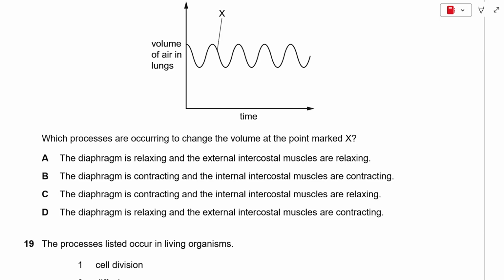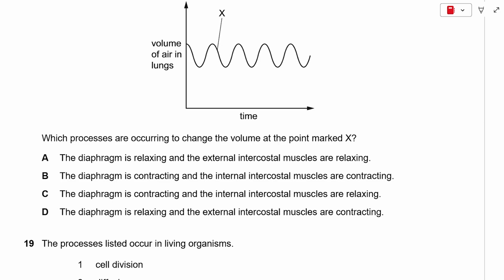Okay, so the options: the diaphragm is relaxing and the external intercostal muscles are relaxing. The diaphragm is contracting and the internal intercostal muscles are contracting. The diaphragm is contracting and the internal intercostal muscles are relaxing. The diaphragm is relaxing and the internal intercostal muscles are relaxing.